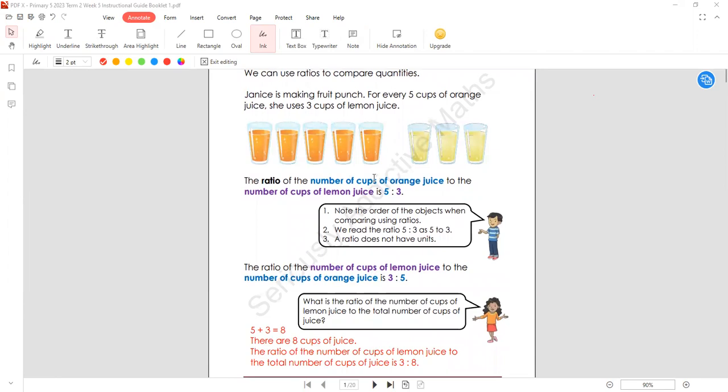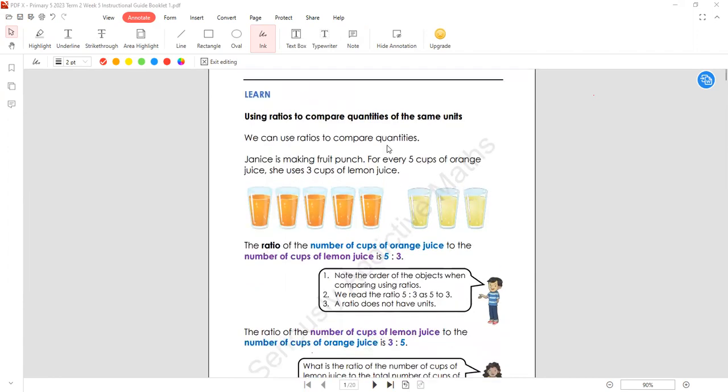But do take note that in many ways, you might want to remind them that ratio is very much related to fractions as well. So let's start off this first booklet. You'll see 5 cups of orange juice and 3 cups of lemon juice. So the ratio of orange juice to lemon juice is 5:3.